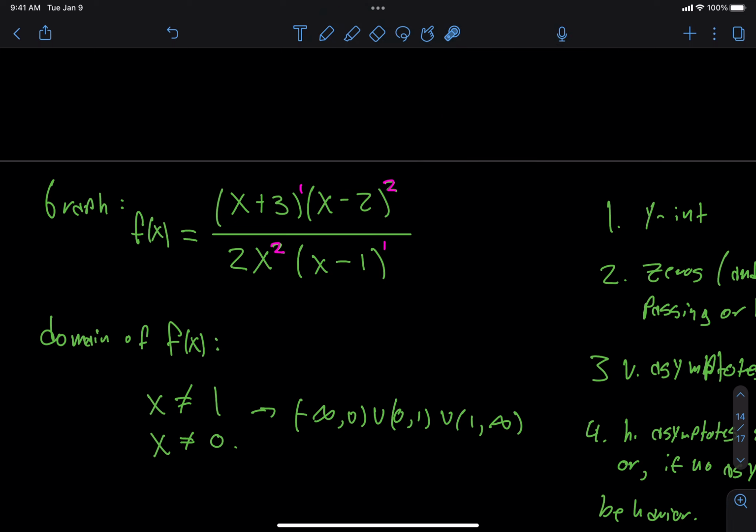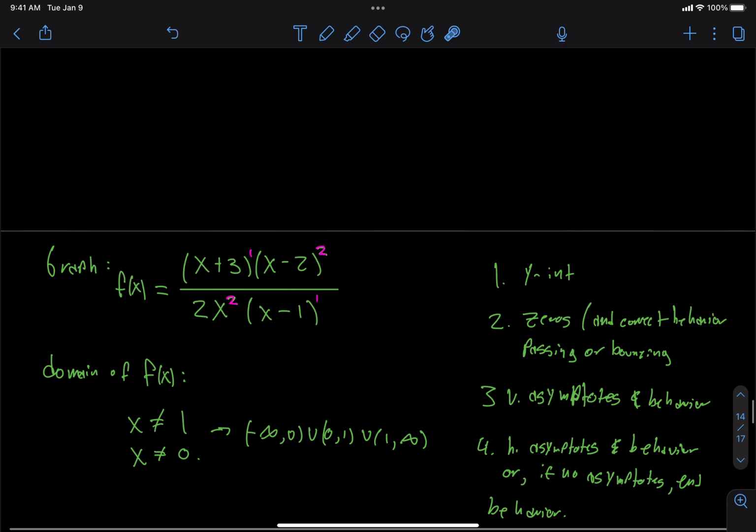What would we get if we put a 0 here, a 0 here, a 0... Uh-oh. A 0 here and a 0 here. What's going to happen? The numerator will be like 12. The denominator will be 0.